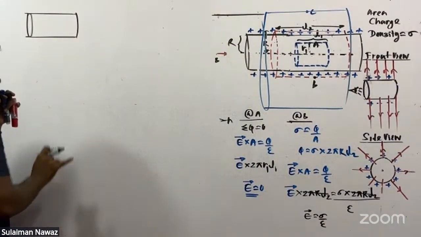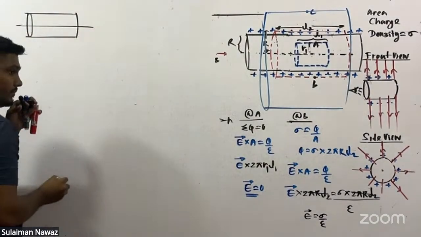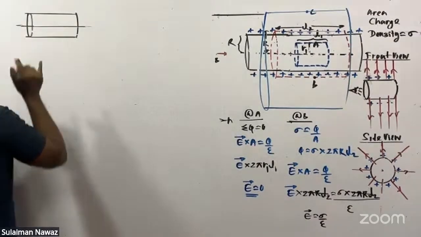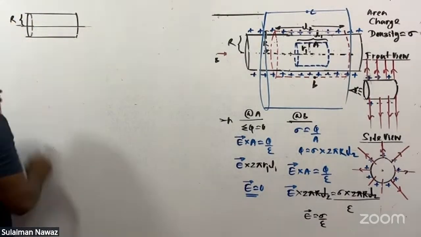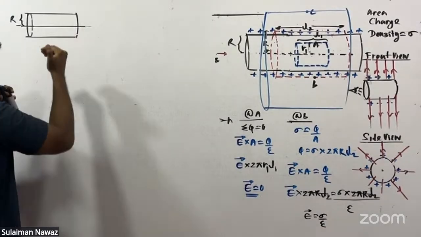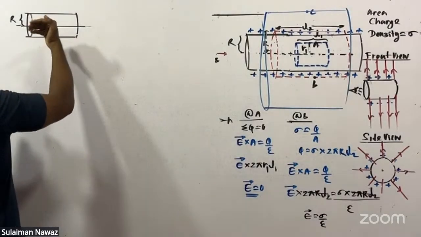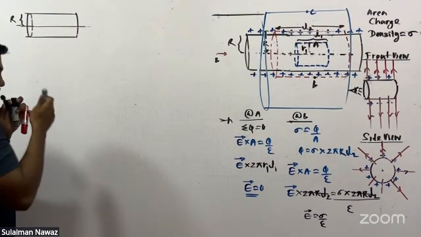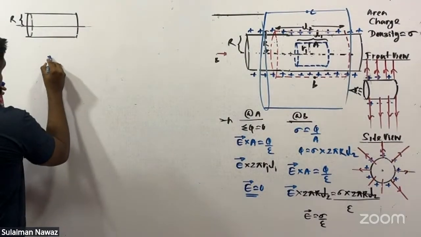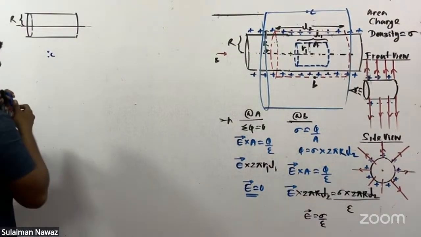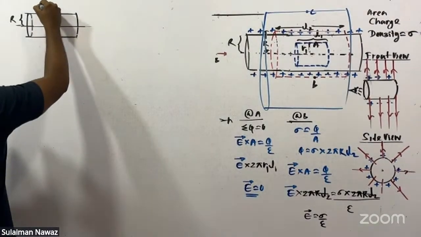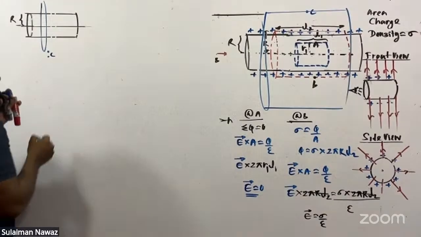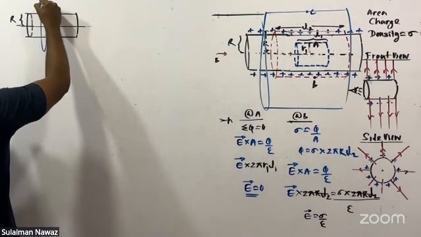This is your cylinder. Cylinder radius is R. This time the point where I want to find the intensity is outside the hollow conductor cylinder. My point capital C is somewhere here. Then I draw my Gaussian surface, another cylindrical Gaussian surface.